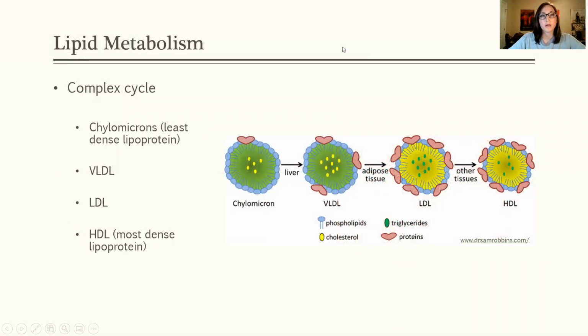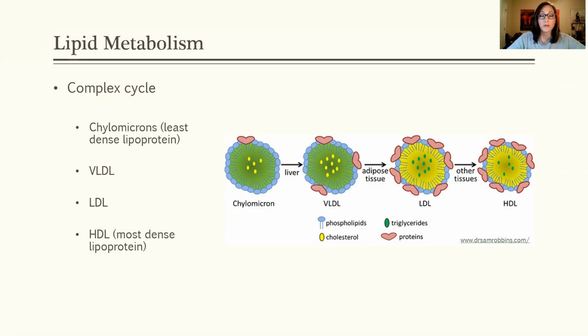So first, we're going to talk about lipid metabolism. It is a very complex cycle. You have your chylomicrons, which are the least dense lipoprotein, and fat from the diet is stored in chylomicrons within the small intestine. Chylomicrons aid in the absorption of dietary fat, and they also transport exogenous lipids from the intestine to the liver and the peripheral cells of the body.